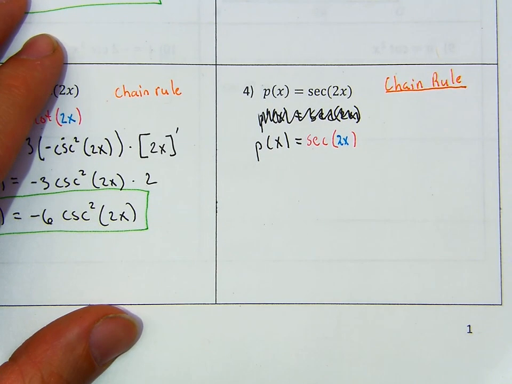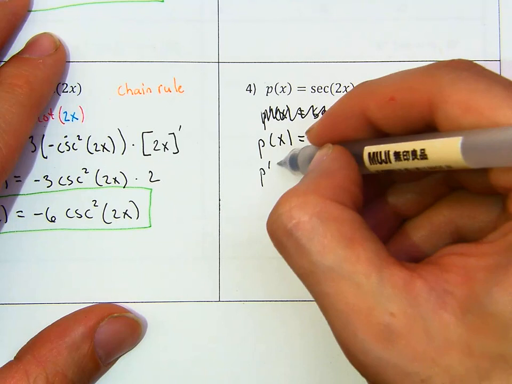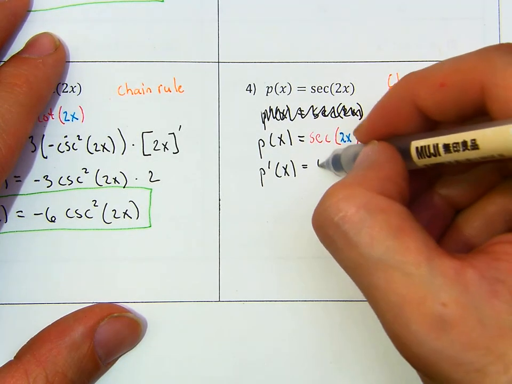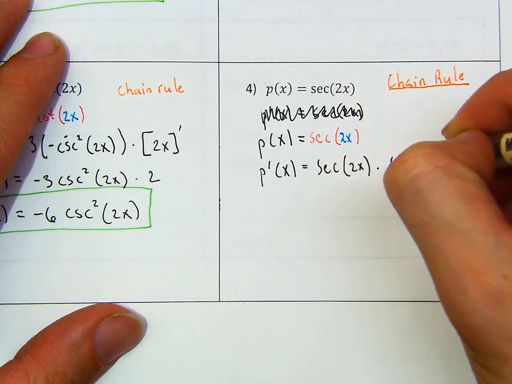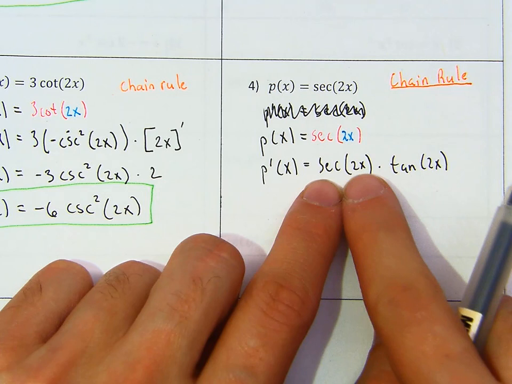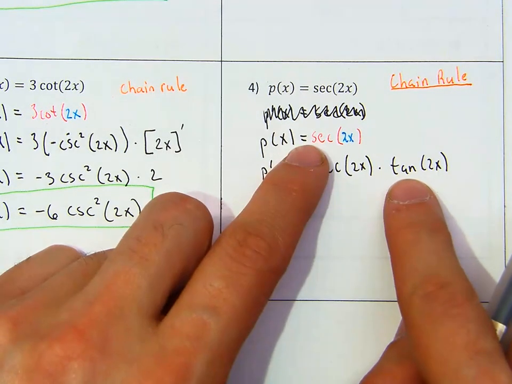Okay, so good thing I caught that. So here, we got to take the derivative of, so p prime of x is equal to, okay, secant 2x is going to be secant 2x times tangent 2x, right? You see this secant 2x times tan 2x, this represents the red.